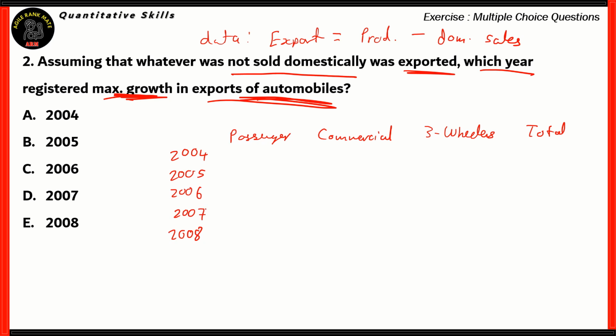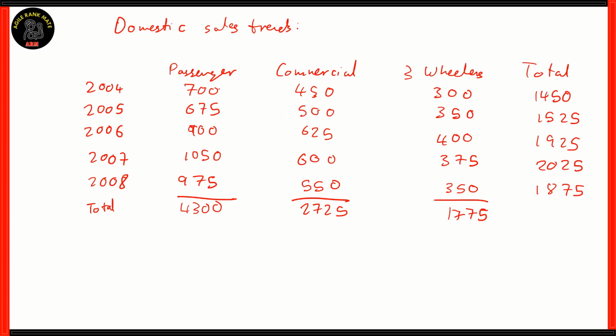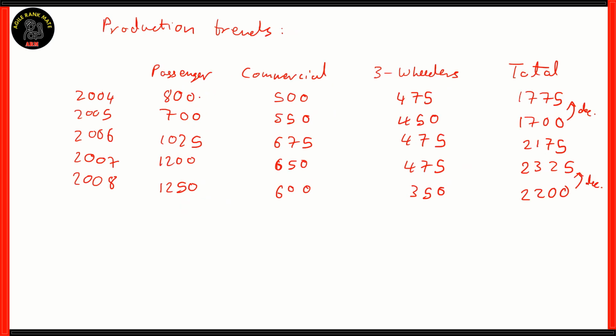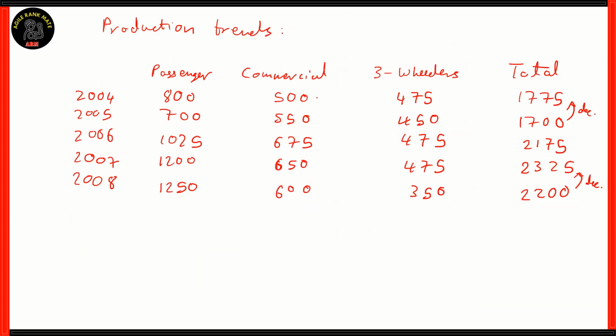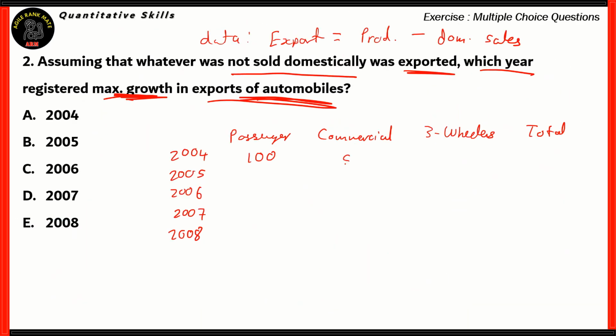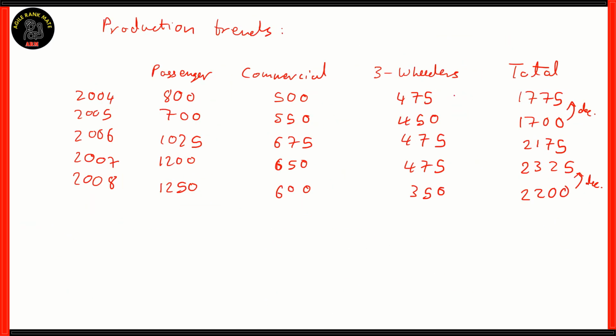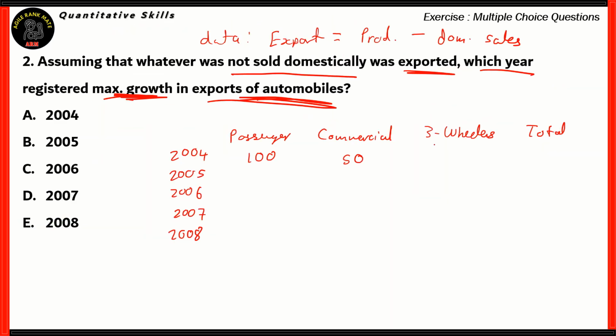So over here we will be looking at the difference between production value and the domestic sales value. So for 2004, passenger vehicles 800 minus 700, that gives you 100. Similarly for commercial, it's 500 minus 450, so that gives you 50. And for three-wheelers, it's 475 minus 300, which gives you 175. So this is how we calculate the value for export data.